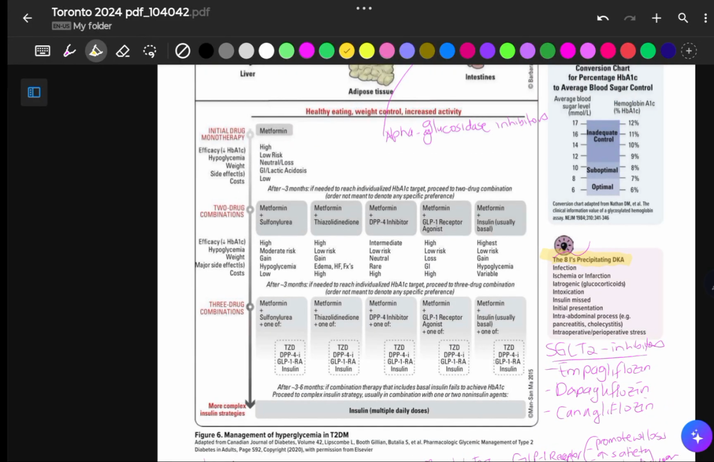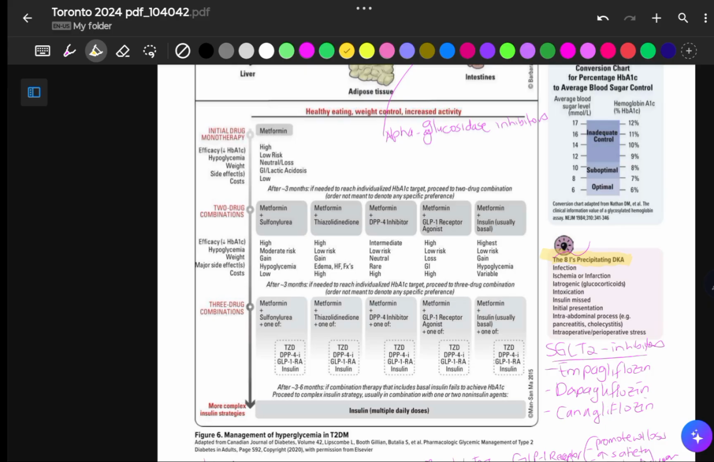So basically, when you give those 2 combinations, what happens? You have high efficacy in decreasing HbA1c with this 2 combination. Hypoglycemic, you have moderate risk of hypoglycemia. Weight, so patients on sulfonylureas actually have a chance of having weight gain, and the major side effect is your hypoglycemia. So when you're putting patients on your sulfonylurea, make sure you're looking at it, they're more likely to cause hypoglycemia.